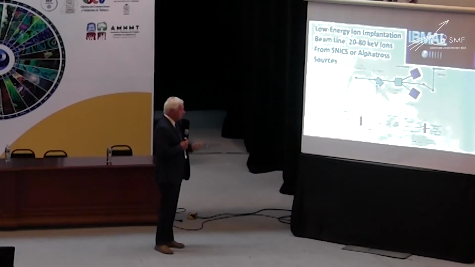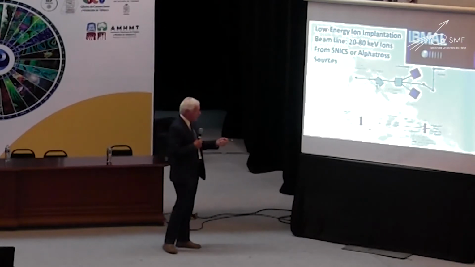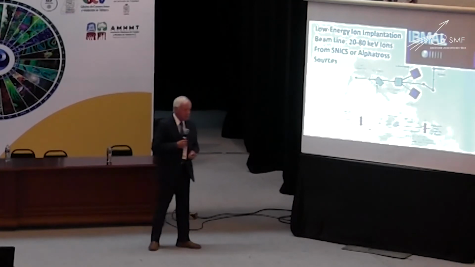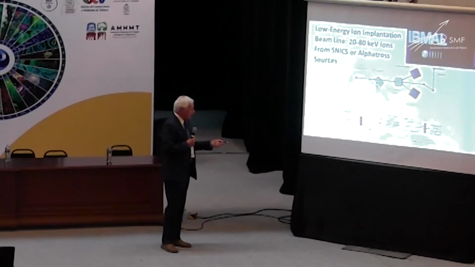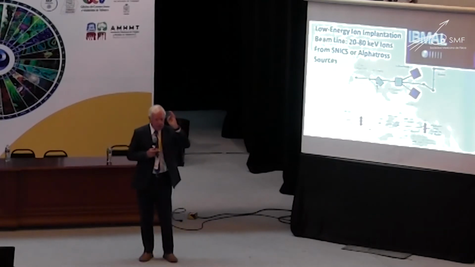Here's the end station. It has things like slits to determine the size of the ion beam coming in. It has deflection plates to allow us to move the ion beam up and down. And then it goes through a Faraday cup so we can tell how many ions we have, and on into the chamber where we have our target. Because we have these scanning plates, we can raster scan the beam across an area of about 3 or 4 square centimeters.